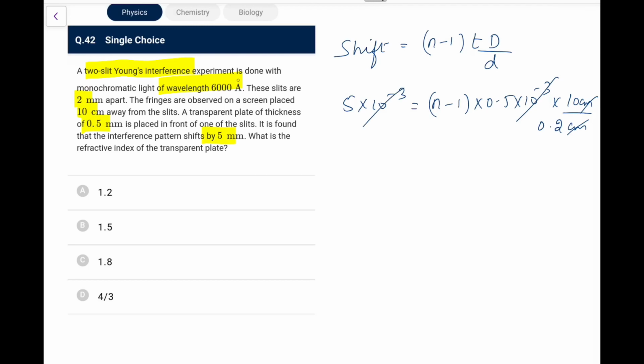This goes cancel, 0.5 by 0.2, so this becomes 5, I can cancel it. So n minus 1 comes out. Now what I can write, that 5 is cancelled, n minus 1 is 0.2, so n comes out as 1.2 here. So go for option A for this particular one.